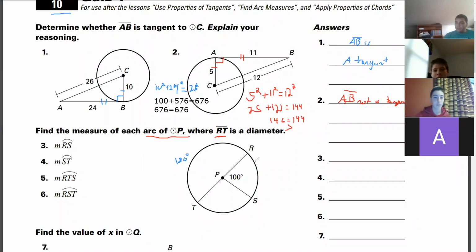Over here, R to T, RST, I guess you would call it, it's going to be 100 plus whatever this is, right? But I know it's a semicircle. Since this has to be this blue arc, 180 degrees, I could do 180 minus 100 and figure out that this one over here is 80.